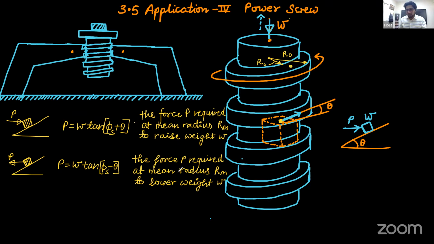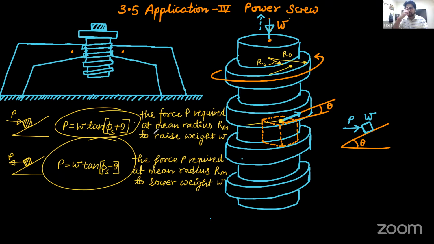Are we really applying a force? We are, but since it is a rotating thing, a screw, we think in terms of torque. So what is the torque needed to raise the load, and what is the torque needed to lower the load? If you are applying this formula at Rm, why are we applying this formula at Rm only?